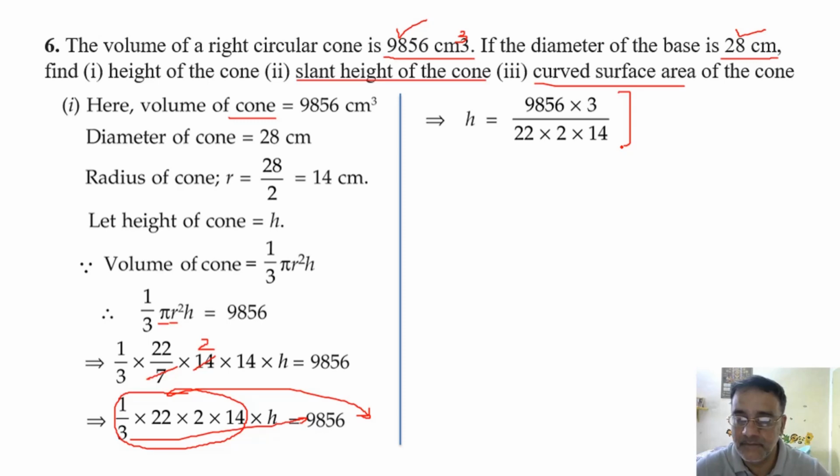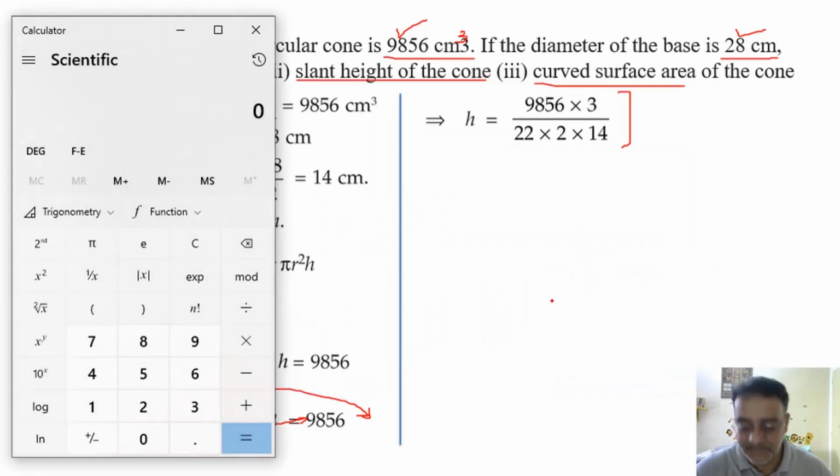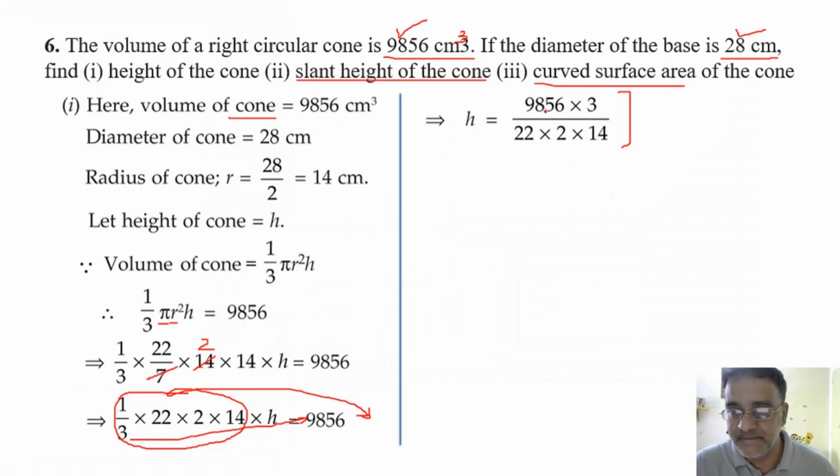No, sir. Okay, right. So now if you simplify 9856 divided by 22, if you divide it you will get 448. Okay, and further if you divide it by 28 you will get 16. So ये पूरा cancel करोगे तो 16 मिलेगा and the final answer is 48 centimeter. Any doubt? No, sir.